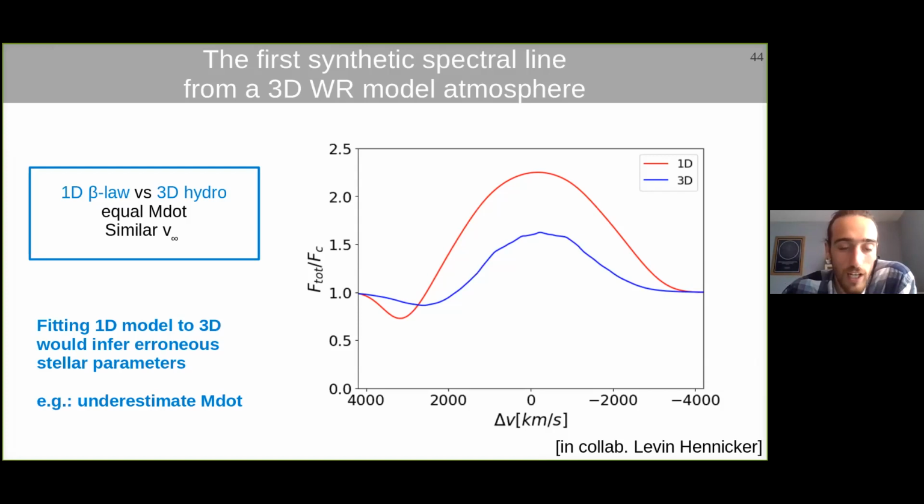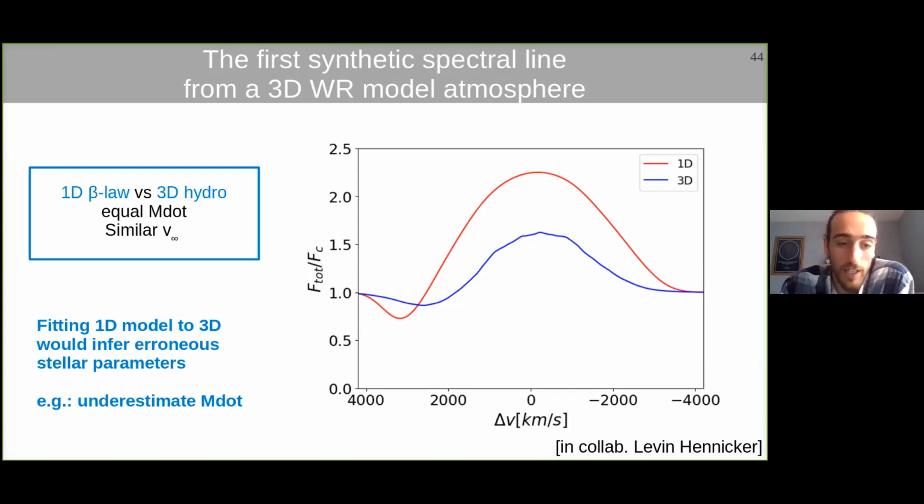So for example, if we know that all other stellar parameters are correct and we are just fitting for a mass loss rate, if you would use a 1D model, you would underestimate the mass loss rate as compared to this 3D model, because you see that the equivalent width of the 1D model, the red line, is just bigger. The surface under the red line is bigger than the surface under the blue line.